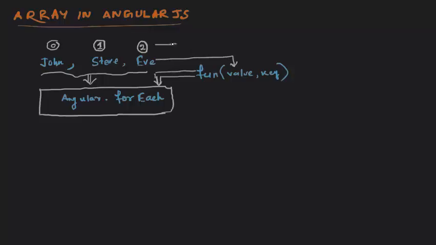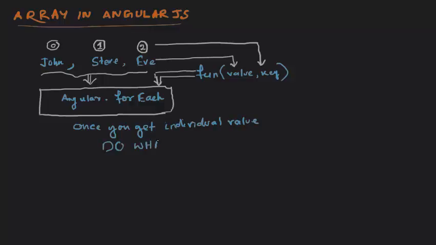For each, it will be executed 3 times, and once we get that value, we can do whatever processing we like. We can change John to uppercase, or we can say hello John. Depending upon our need, we can do any processing. And apart from forEach, AngularJS provides a few more utility functions.